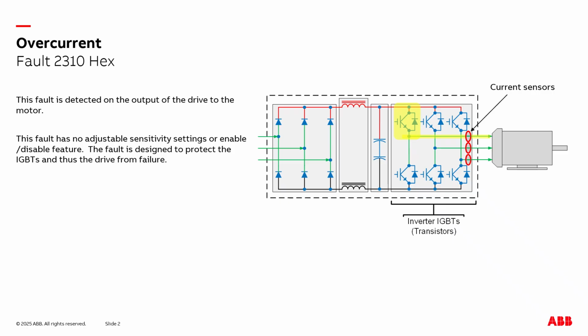fault. As I just stated, it's a fixed level. This means that there's no setting in the drive to adjust the current level that the drive will use to trip on an overcurrent fault. The overcurrent fault is designed to protect the drive, specifically the output IGBTs, from failure.